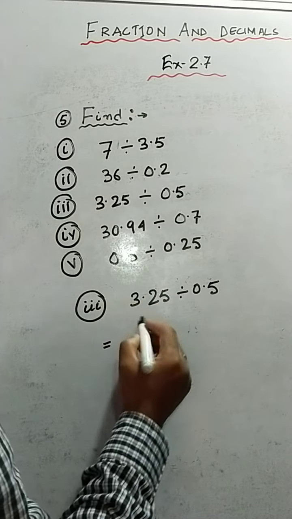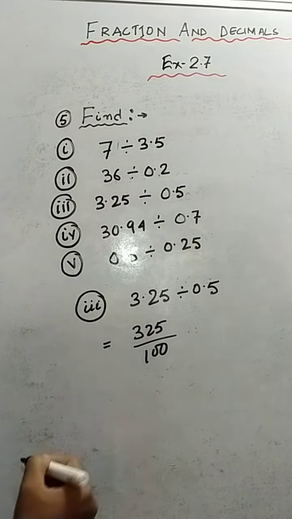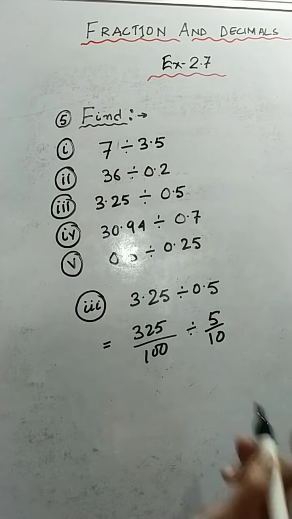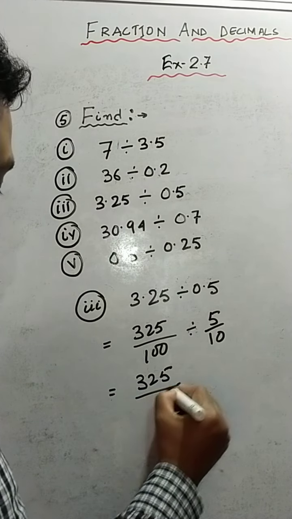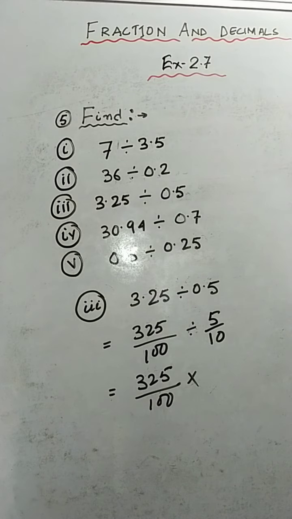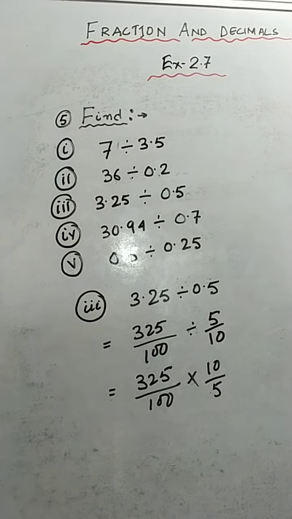So 3.25, change it into the fractional form. It will look like 325 upon 100. Divide sign, 0.5 would be written as 5 upon 10. As simple as this. Now in place of division, we'll put the multiplication sign. So this fraction will be reciprocal. It will look like 10 upon 5.